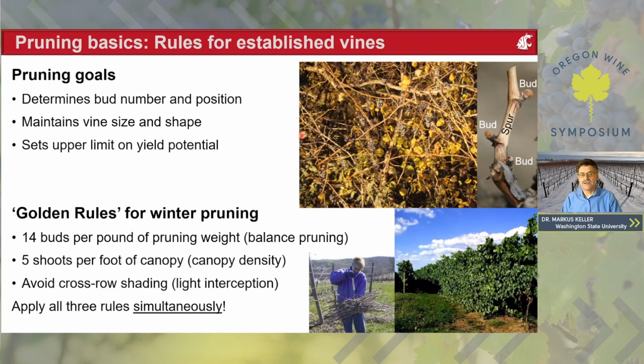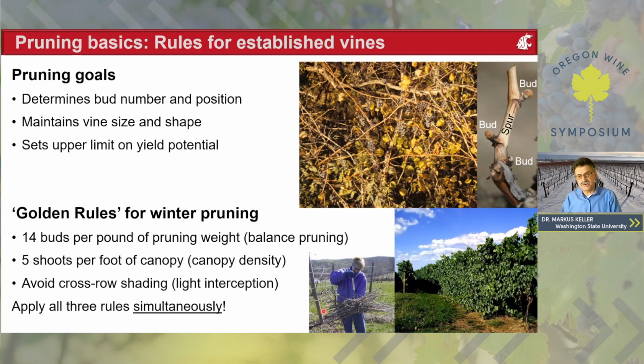Balance pruning means that you can weigh what you prune off. You can use a fish scale, like in this case, bundle up your prunings, take the weight of the prunings, and then you're supposed to leave about 14 or 15 buds for each pound of pruning weight. So the more vigorous a vine is, the bigger a vine, the more wood, the more buds you should leave behind in order to control that vigor somewhat.